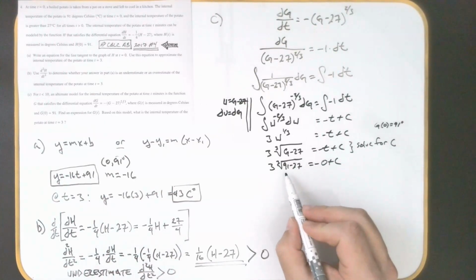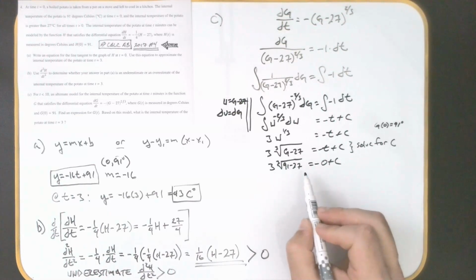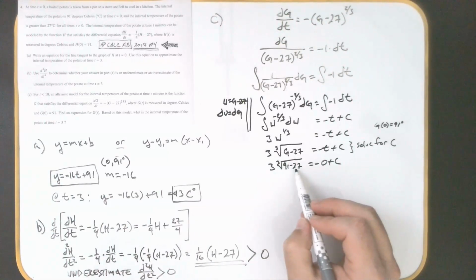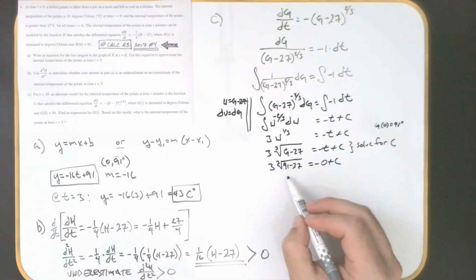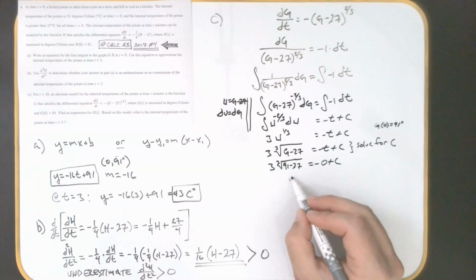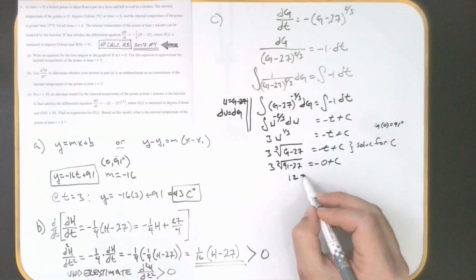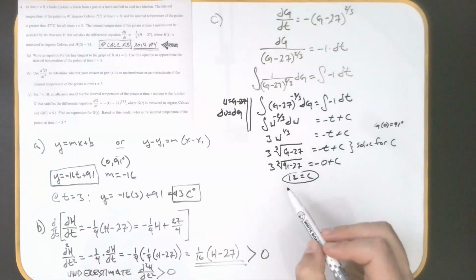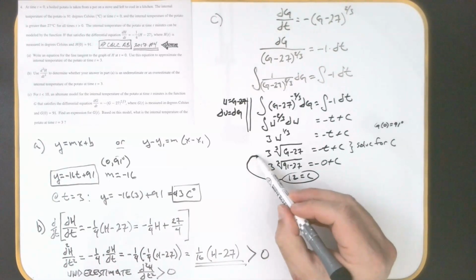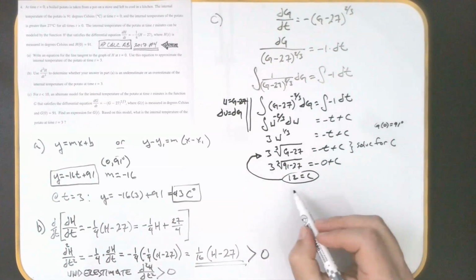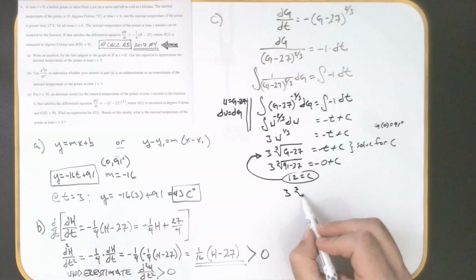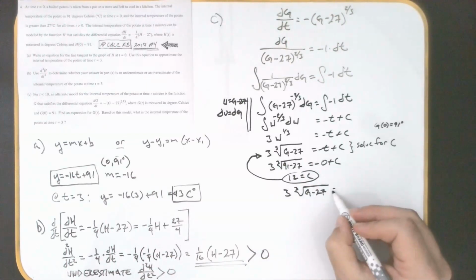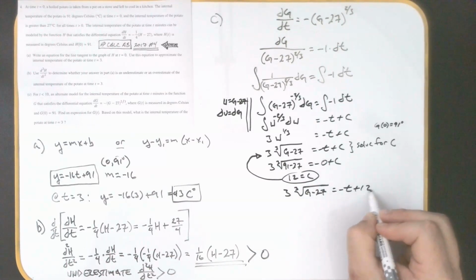So let's see, 91 minus 27, we're going to get the cube root of 64, which is 4. So this whole thing turns out to be 3 times 4, so we wind up getting 12 is equal to our c value. Okay. So now we're going to take that and go back to this step and put it in there. So now we get 3 times the cube root of g minus 27 is equal to negative t plus 12.